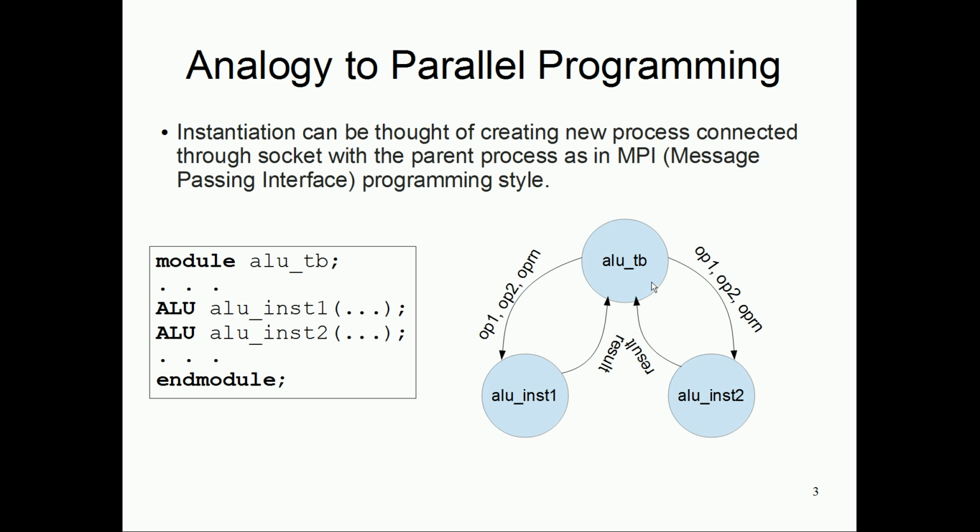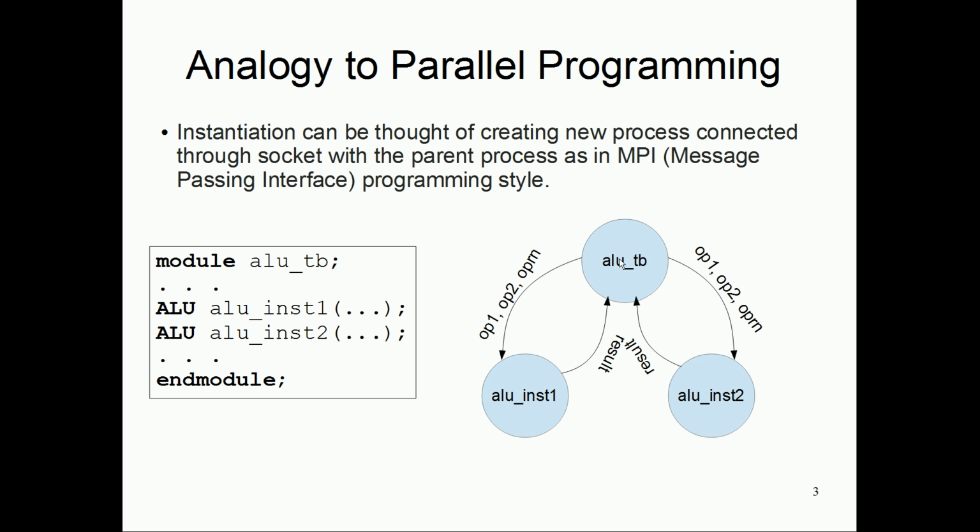There is a program running this simulation. Let's say the program is the ALU test bench. As soon as we instantiate one of the ALUs, it forks or creates a new process, ALU instance 1. Then it sees another instantiation of the ALU, named instance 2, so it forks another process, ALU instance 2, and they communicate with each other with some communication mechanism.